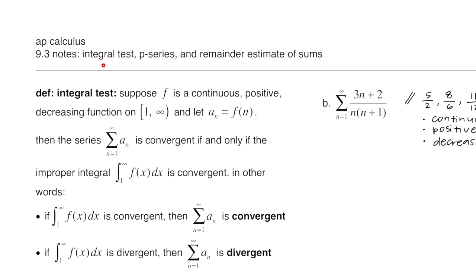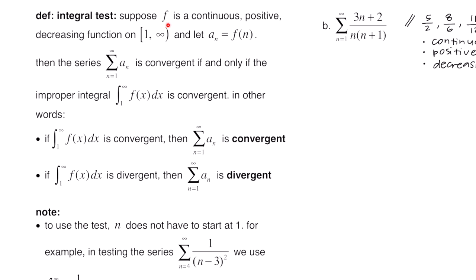In this lesson, we're going to cover the integral test, p-series, and the remainder estimate of sums. For the integral test, it says suppose f is a continuous, positive, decreasing function on the interval from 1 to infinity, and let a sub n equal f of n.